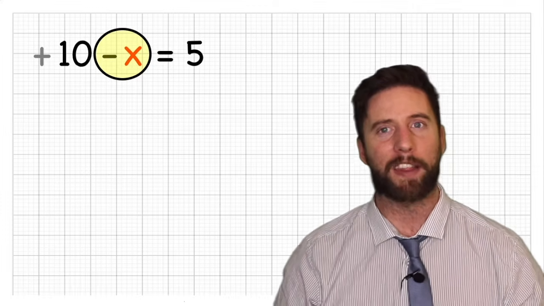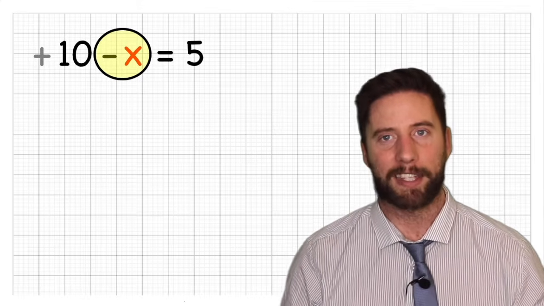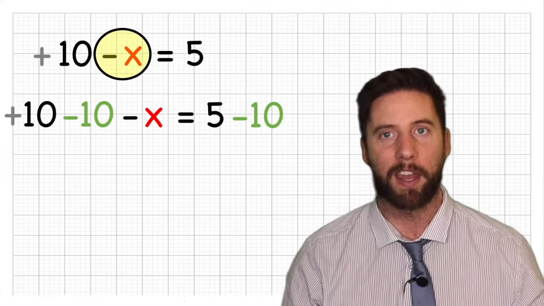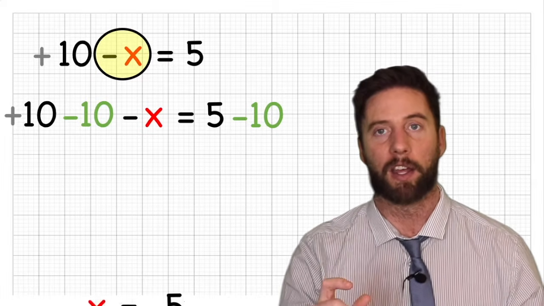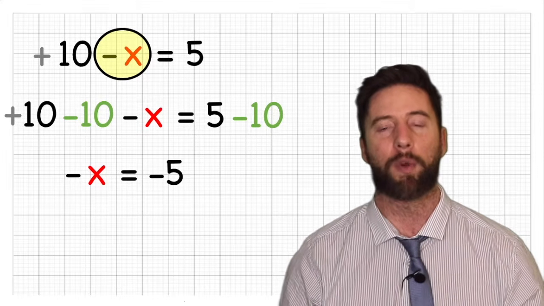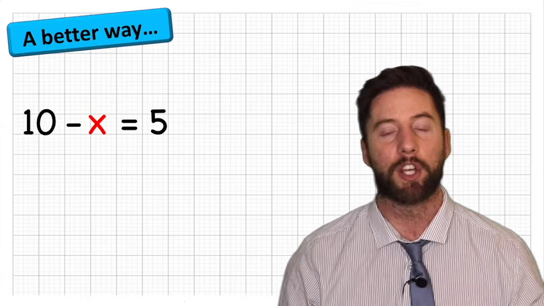Now we still want to get the x on its own, so we can get rid of that 10 by subtracting a 10 from both sides. That's fine, that's going to get rid of the 10, but it's still going to leave us with the minus sign. That's fine, we can have a minus x, but that's going to get very confusing if we don't know how to use negative numbers. So there is a better way.